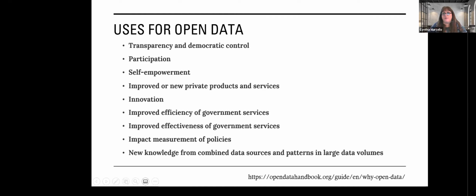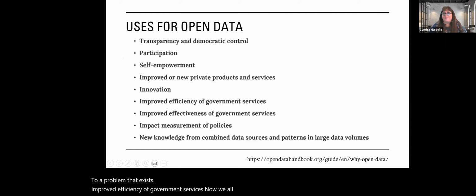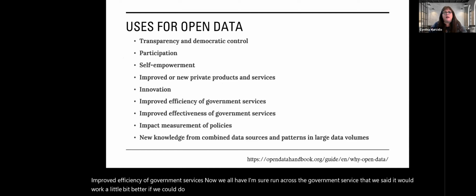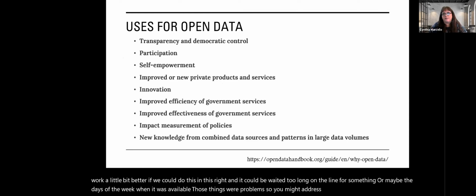Improved efficiency of government services. Now, we all have, I'm sure, run across a government service that we said, it would work a little bit better if we could do this, this, and this, right? And it could be we waited too long on the line for something, or maybe the days of the week when it was available, those things were problems. So you might address efficiency problems and effectiveness issues in the government services sphere.